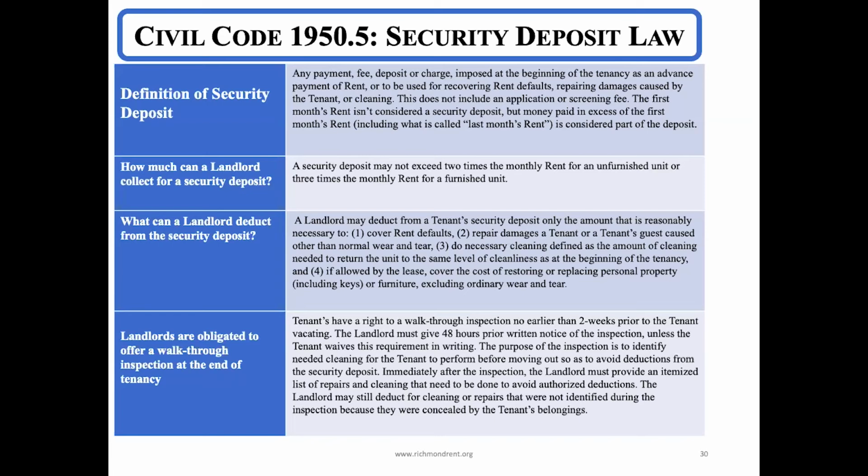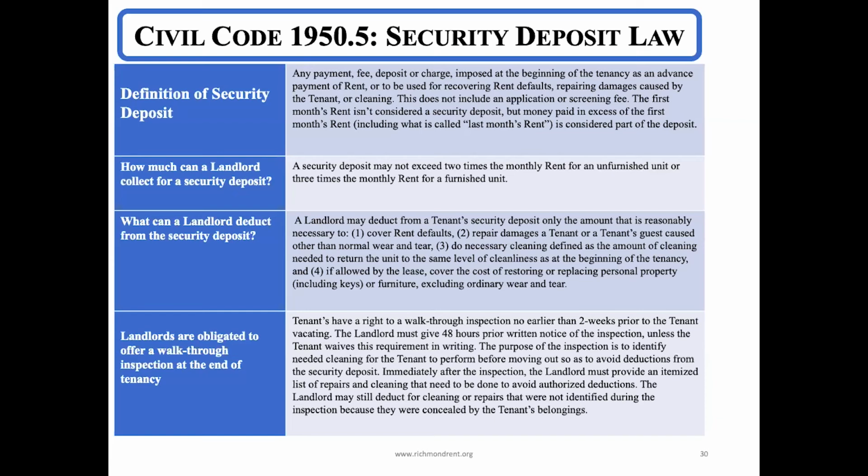So when can a landlord deduct from the security deposit? The law specifically says what they can deduct for. It says they can deduct only the amount that is reasonably necessary to: 1, cover rent default; 2, repair damages a tenant or tenant's guest cause other than normal wear and tear; 3, do necessary cleaning, defined as the amount of cleaning needed to return the unit to the same level of cleanliness as the beginning of the tenancy; and 4, if allowed by the lease, cover the cost of restoring or replacing personal property, including keys or furniture, excluding ordinary wear and tear.